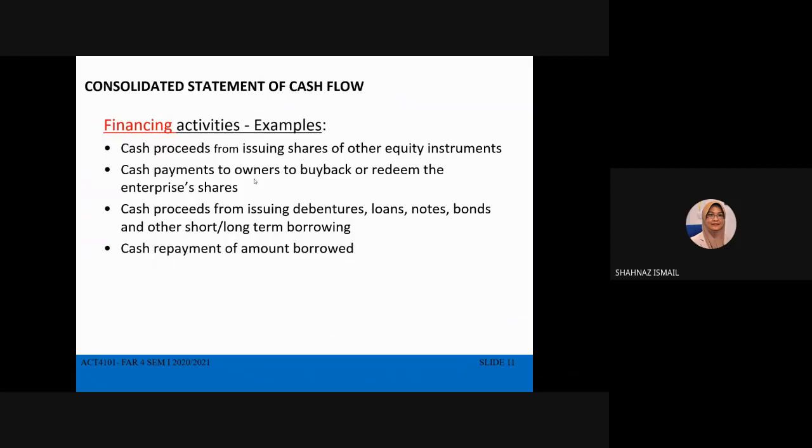So the examples are cash proceeds from issuing shares, cash payments to owners to buy back or redeem the shares, cash proceeds from issuing debentures, loans, notes, bonds, and other short or long-term borrowing, and finally the cash repayment of amount borrowed.